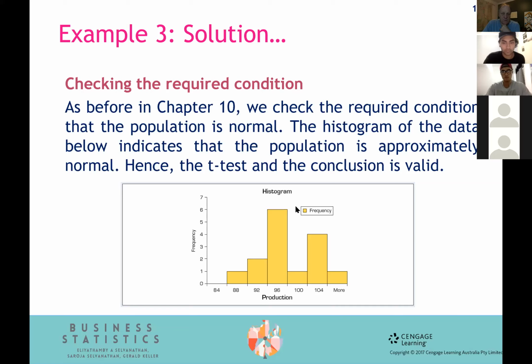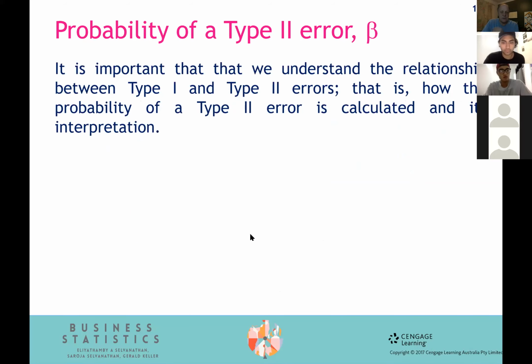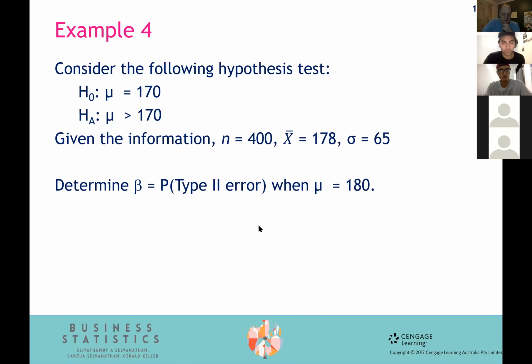Okay, checking the required condition, draw a histogram and see that it's sort of normal. Calculating the probability of a type 2 error. So we know that type 1 error is alpha because that's what we defined. But what about type 2 error, which is beta? It's important that we understand the relationship between the two. Consider the following hypothesis test given the information there and determine beta, type 2 error, when mu is 180.